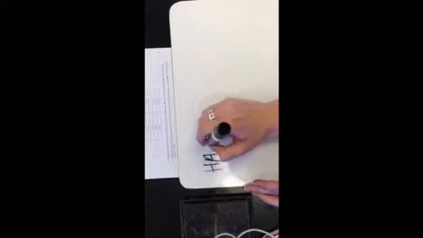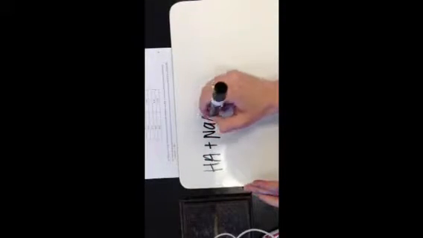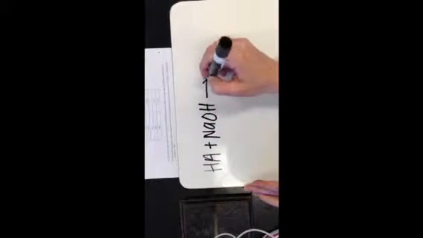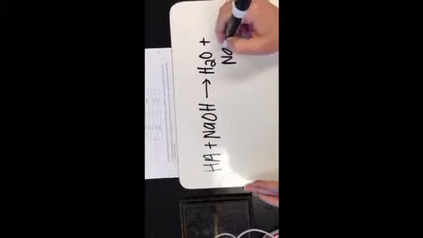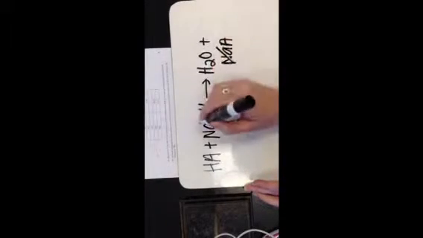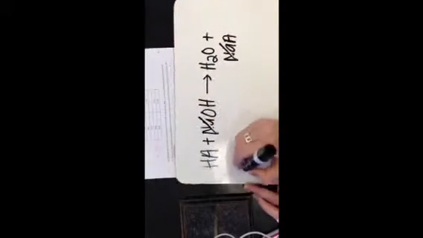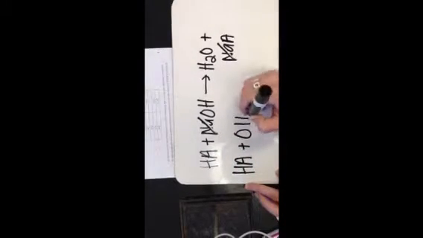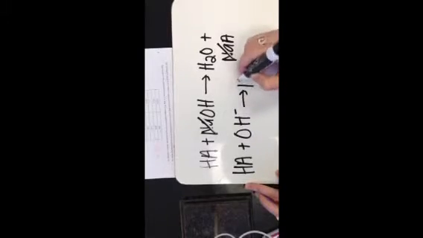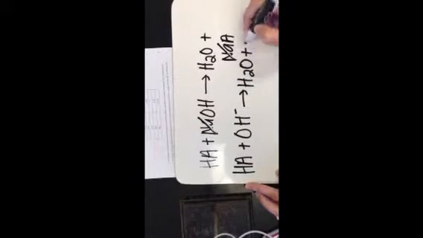So HA plus NaOH yields H2O and NaA. But Na is a spectator, so the actual net ionic is HA plus OH minus yields H2O and A minus.